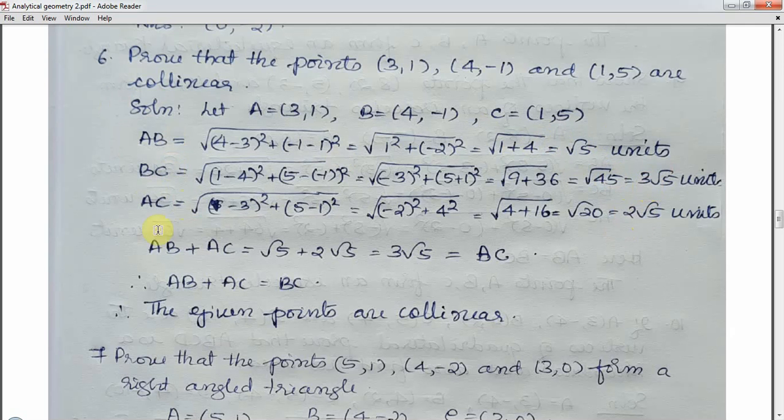Therefore, AB plus AC is equal to BC. Therefore, the given points are collinear. Note, we didn't get AB plus BC is equal to AC. We have got AB plus AC is equal to BC. Sum of any two must be equal to the third one.